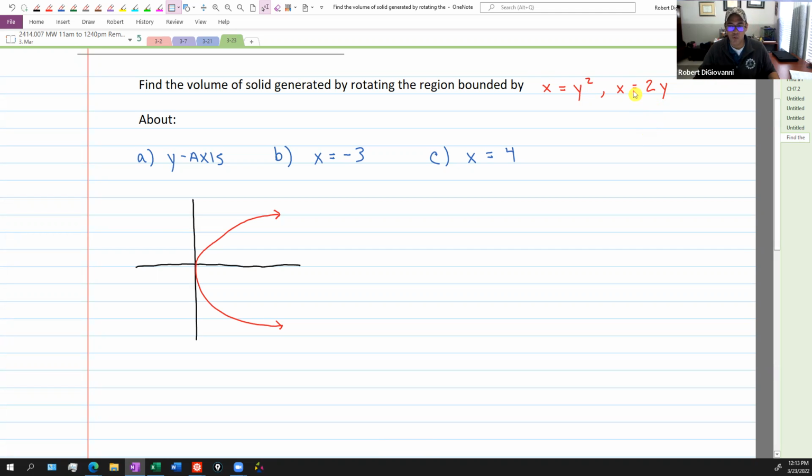So x equals 2y is a line, and it goes through the origin, has a slope of 2, but in the other direction. So it's going to go something like this. It's hard to see it like that. It's supposed to be a straight line. Oh, that's terrible.